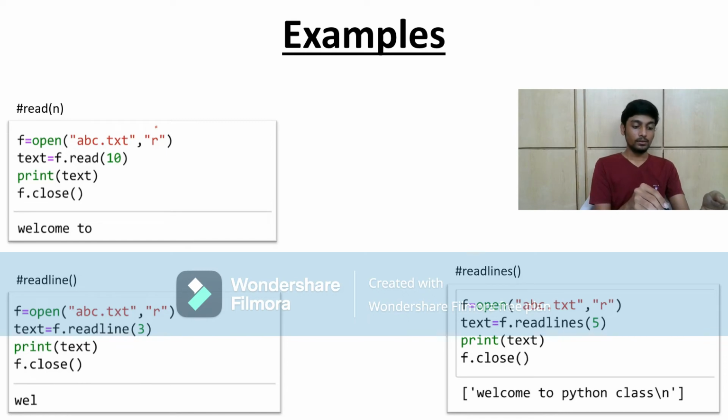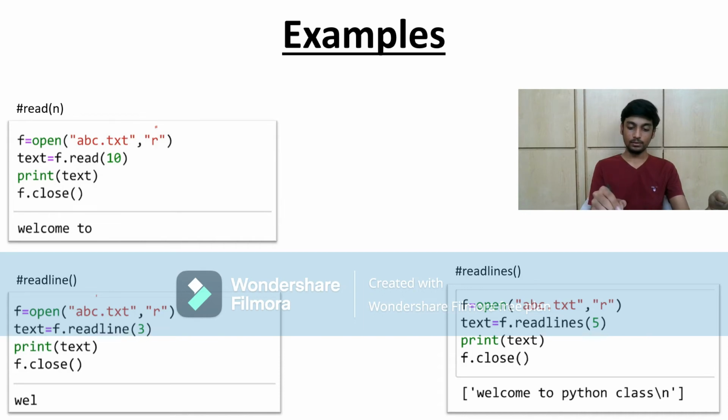The second one is readline. In the same text file which we have saved before, and the same mode, we took read mode, and the number is 3. We have entered the number 3, and the output is the first 3 elements from the starting.